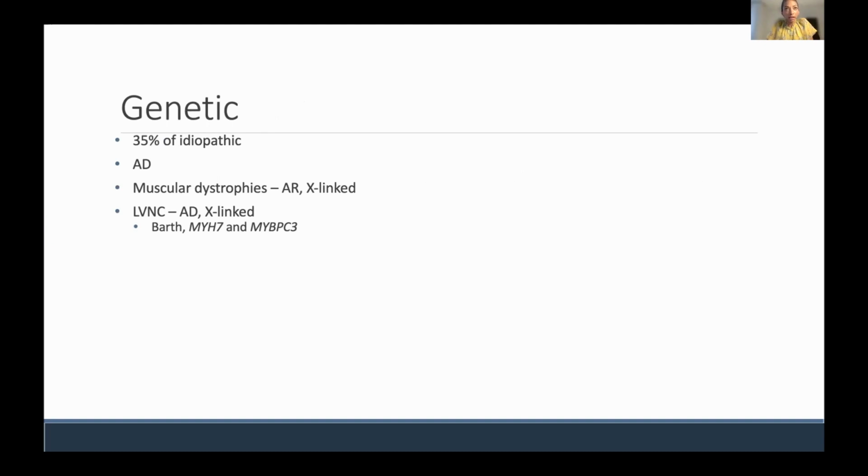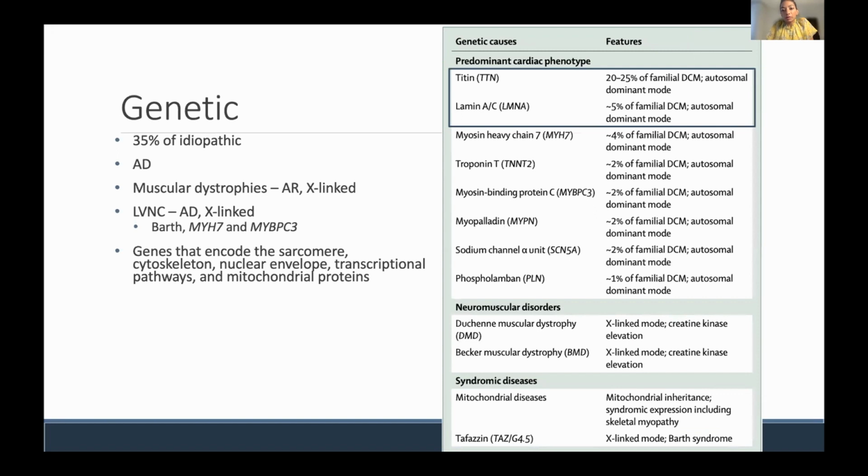There's a syndrome called Barth syndrome, which is characterized by severe non-compaction cardiomyopathy, often diagnosed in childhood. Other genes that are associated with LV non-compaction are sarcomeric proteins, that is the myosin heavy and light chain and the myosin binding protein. Other genes associated with genetic cardiomyopathies encode the sarcomere, cytoskeleton, nuclear envelope, transcriptional pathways, and mitochondrial proteins. The most common that you should probably know are titin and lamin. Titin is responsible for about 20 to 25% of familial dilated cardiomyopathy, and lamin AC is associated with 5% of dilated cardiomyopathies. Both of these are autosomal dominant.